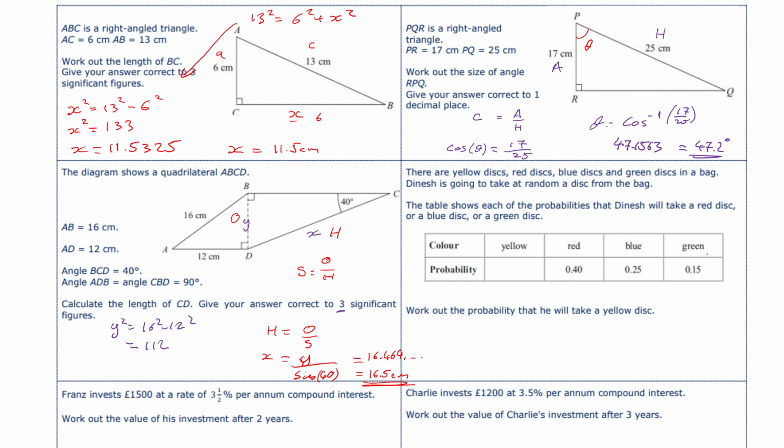Okay, the next question, to be fair, I love this as a resource. I don't really think that this is the question to really show the probability formula, so I've included an extra one after this. So there are yellow discs, red discs, and so on. The table shows the probability that somebody takes a red disc. Work out the probability that it will be a yellow disc. So it's just working out this missing probability.